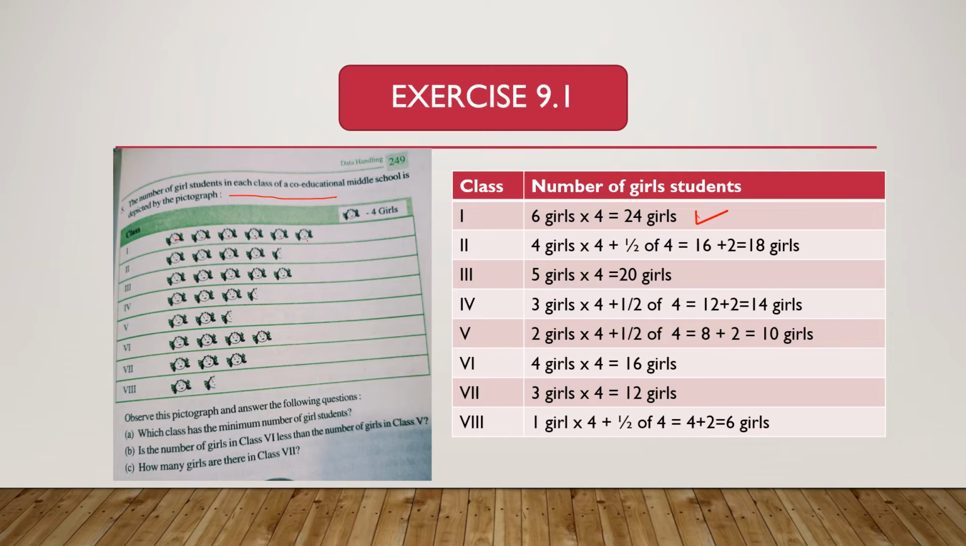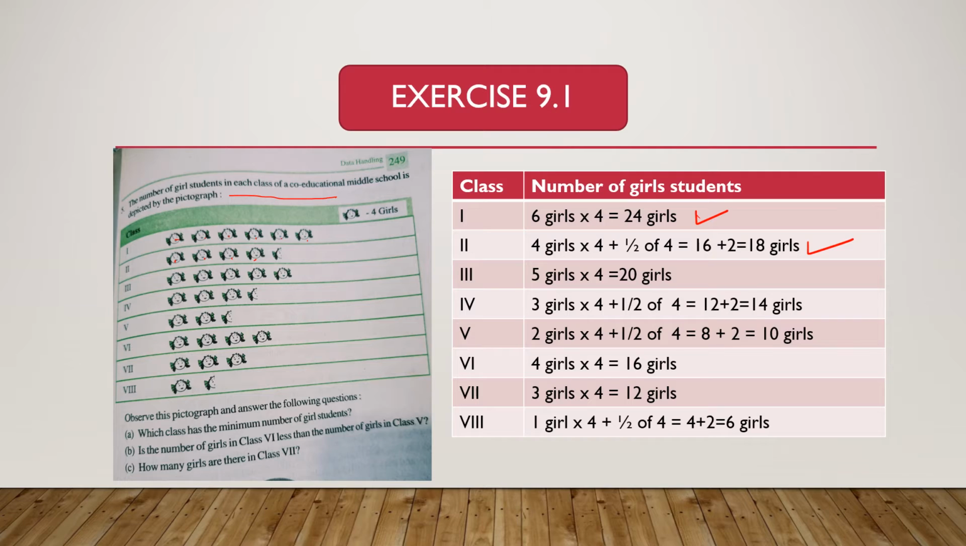In class 2 there are 1, 2, 3, 4 symbols. Then we multiply 4 with 4 girls, because one pictograph symbol is represented with 4 girls. And there is one half symbol, which is half of 4 girls, that is 2. So 4 multiplied by 4 is 16, and 16 plus 2 is 18 girls. So there are 18 girls in class 2.